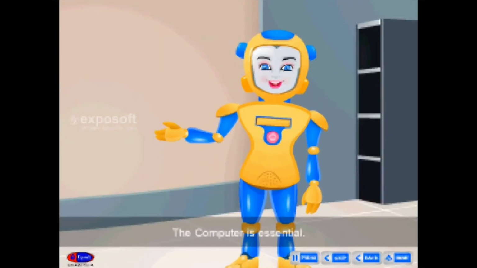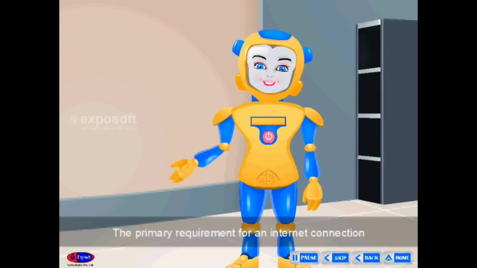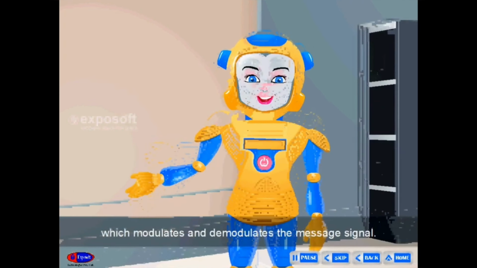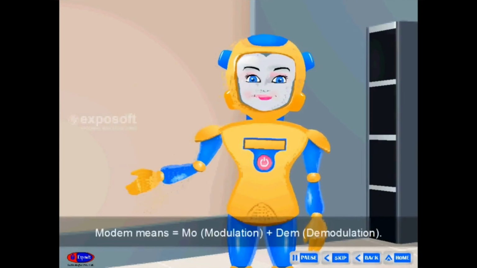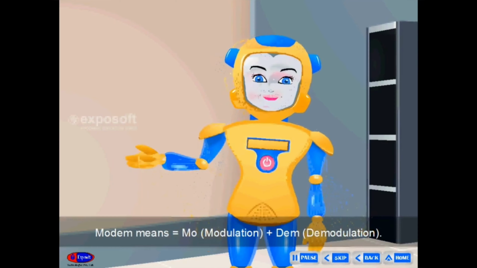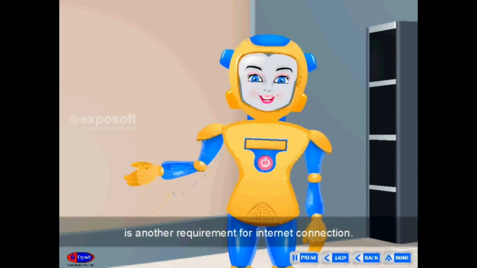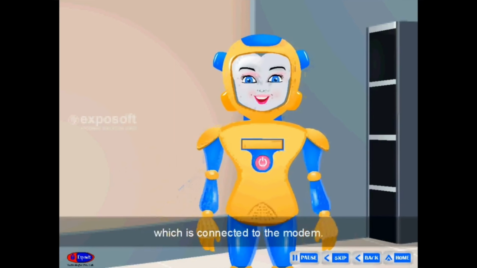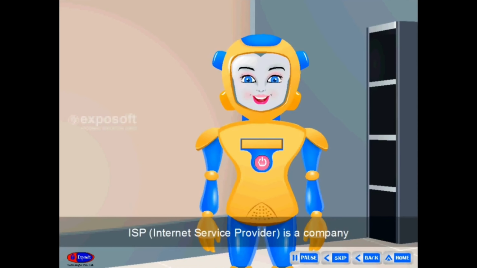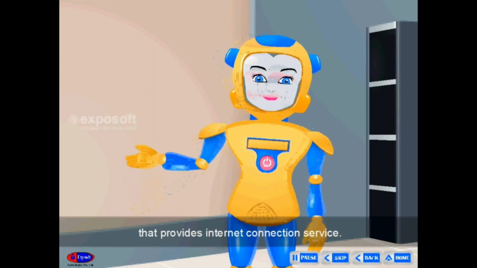The computer is essential. The primary requirement for an Internet connection is a personal computer with a modem. The modem is an electronic device which modulates and demodulates the message signal. Modem means MO, modulation, DEM, demodulation. Telephone connection, wired or wireless, is another requirement for Internet connection. The information passes through the telephone line, which is connected to the modem. ISP, Internet Service Provider, is a company that provides Internet connection service.